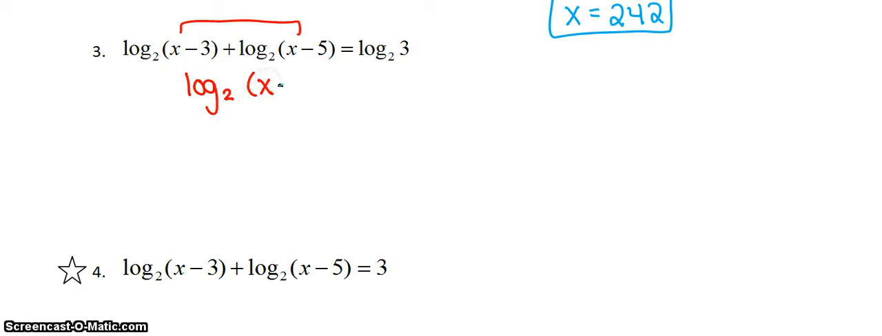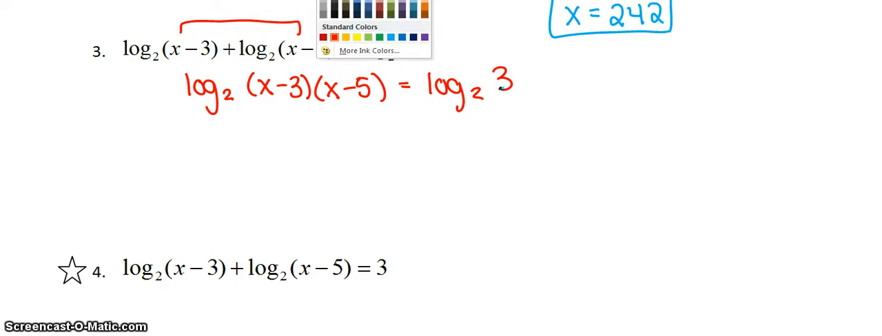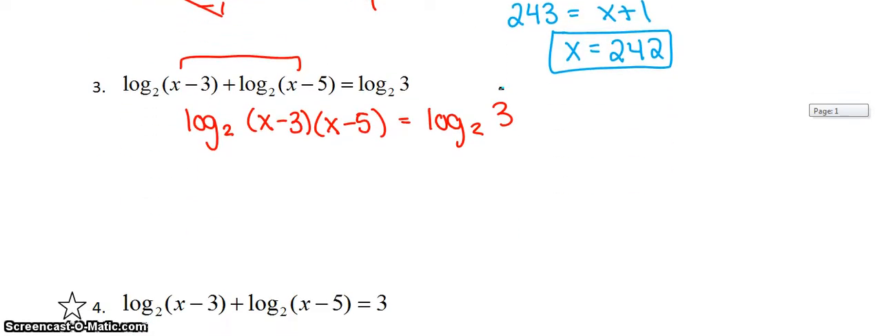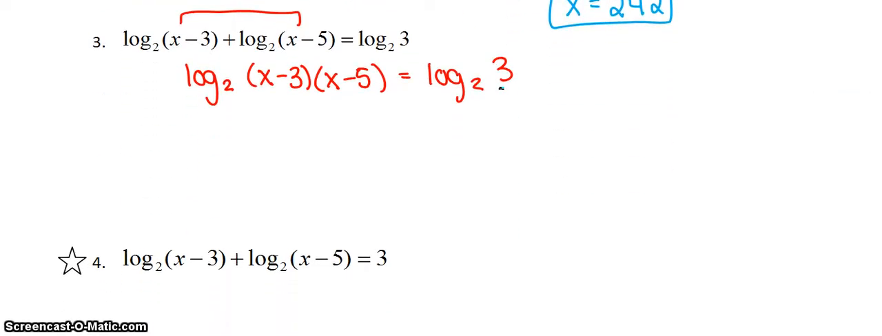So this is actually log base 2 of x minus 3 times x minus 5 equals log base 2 of 3. Anytime you see a problem with more than one log on the same side, you're going to want to see if you can use log properties to condense. Okay, so I'd always check for not only addition, subtraction, division, whatever it is, I'd check and see, can I apply any log properties to simplify this?